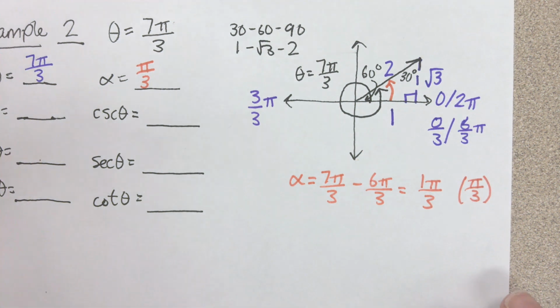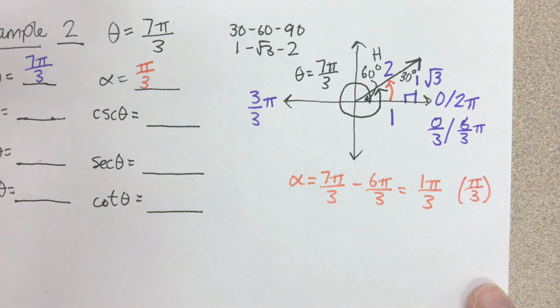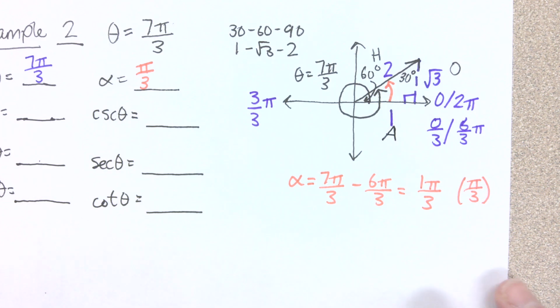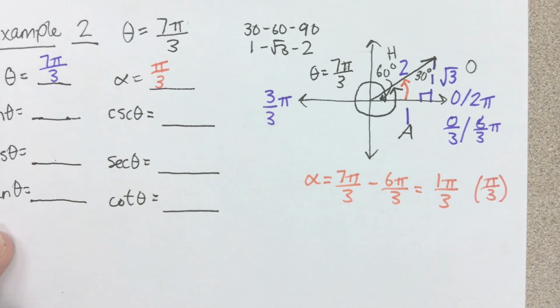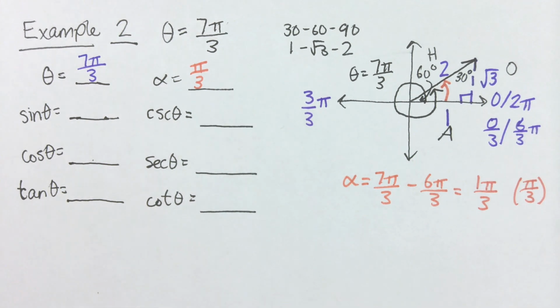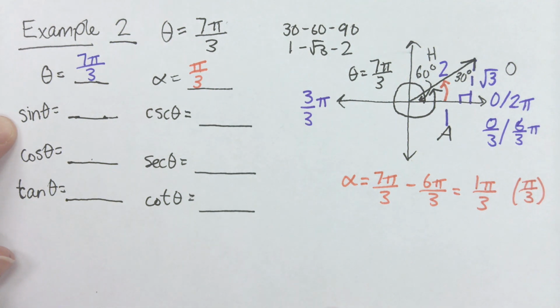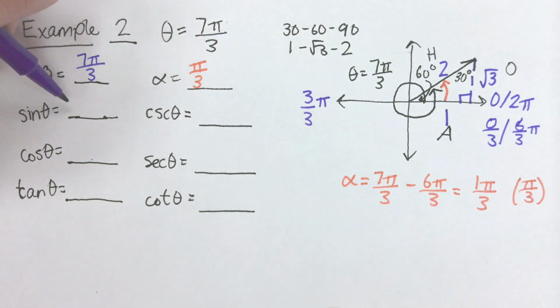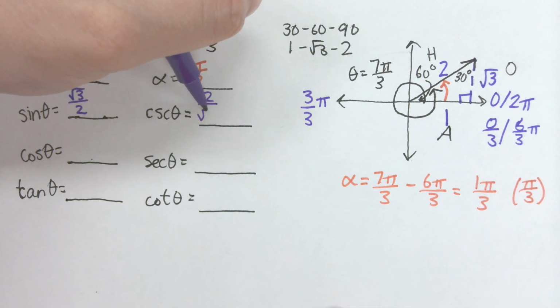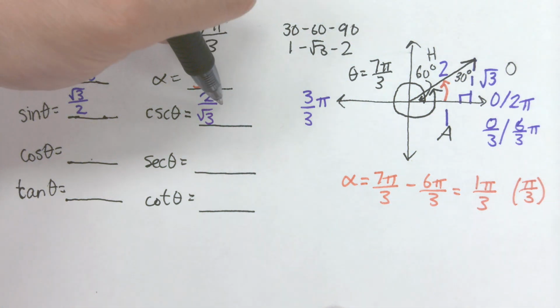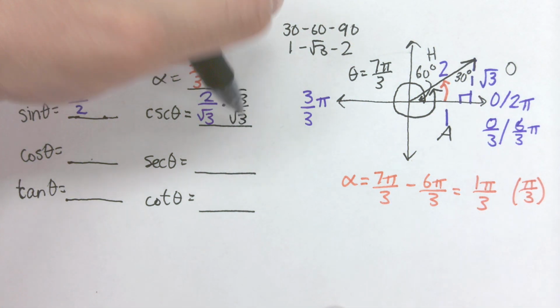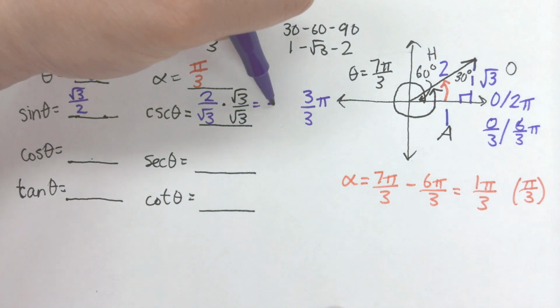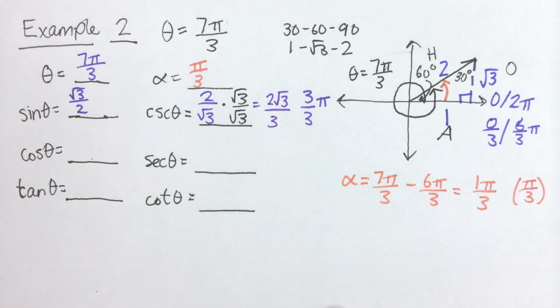Lastly, we just need to label H, O, A. H, hypotenuse, at the 2. O, opposite the alpha, also on the vertical side. That leaves A to be on the horizontal side, on the x-axis. Let's set up our ratios. Sine is O over H. That's rad 3 over 2. Cosecant, flip it. 2 over rad 3. And we can't have that, so we're going to multiply by rad 3 over rad 3. That gives us 2 rad 3 over just 3.